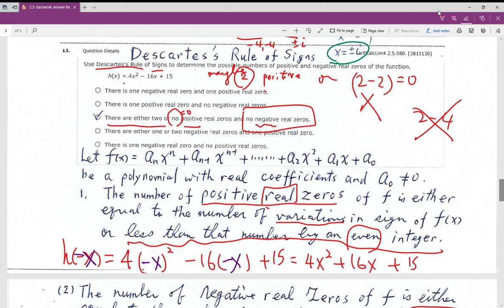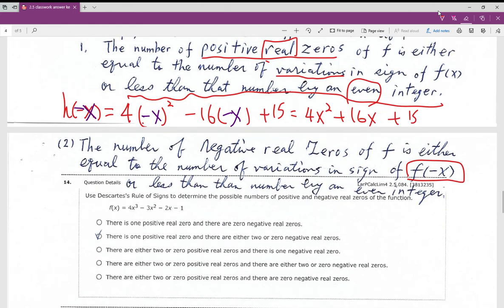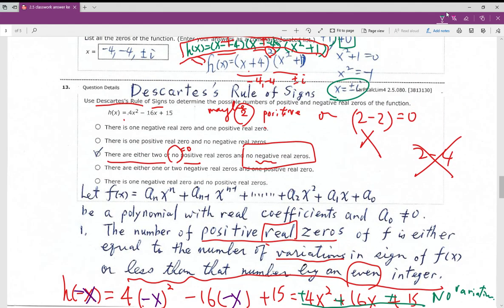Now take a look here. When you input the negative sign to the function, you want to check the negative real solutions. And how many? It will be equal to the number of variations in sign. So let's see. Is there any variation in sign? Looks like not, right? Positive, positive, positive. No variation. No variation. Therefore, you say no negative real zeros. So that's why no negative real zeros. So this is number 13.